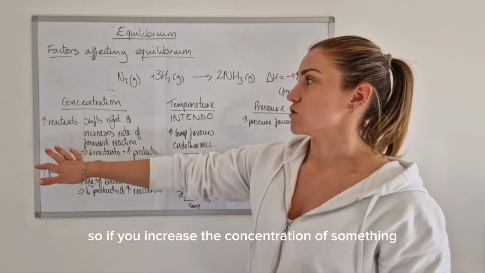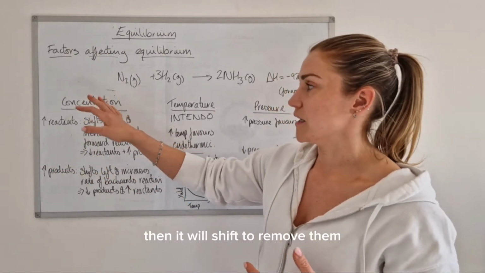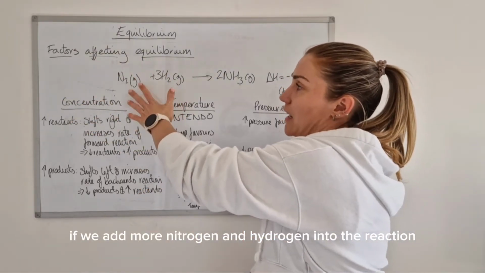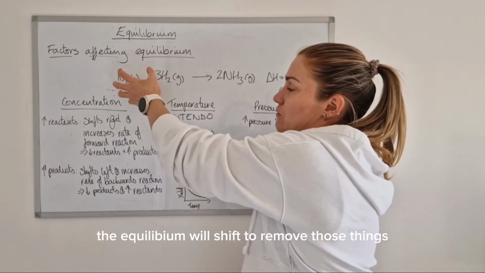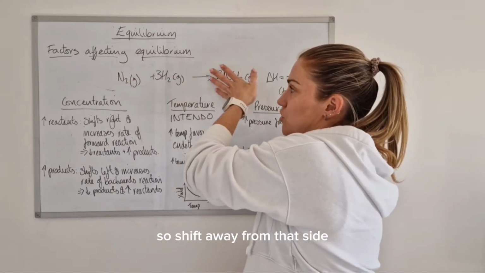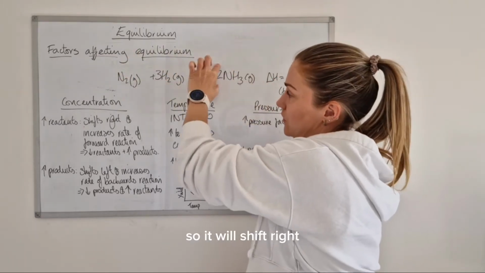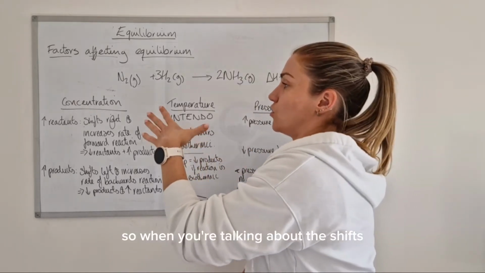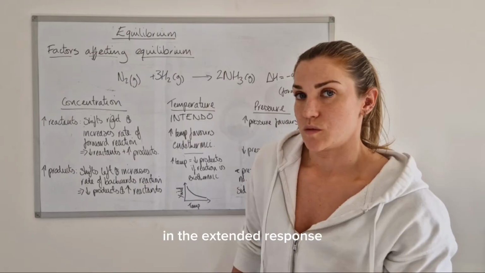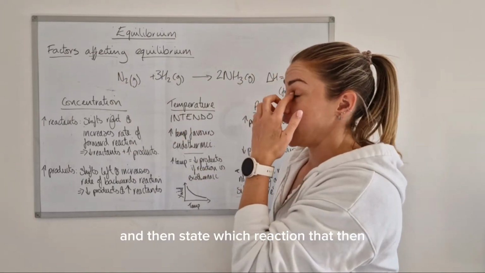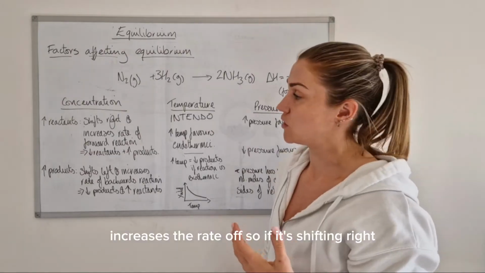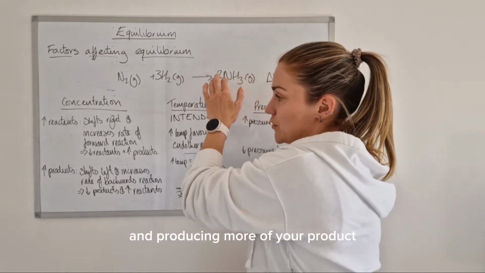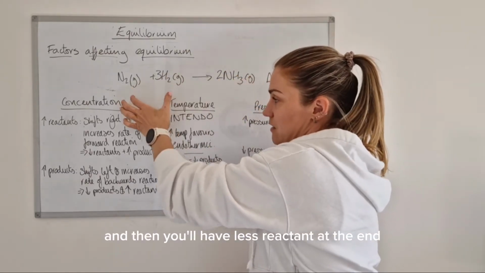So if you increase the concentration of something, then it will shift to remove it. So if we add more nitrogen and hydrogen into the reaction, the equilibrium will shift away from that side to remove those things, so it will shift right, and then end up making more ammonia. So when you're talking about the shifts in the extended response, you want to give the direction of the shift and then state which reaction that's increasing the rate of. So if it's shifting right, it's increasing the rate of the forward reaction and producing more of your product, and then you'll have less reactant at the end.